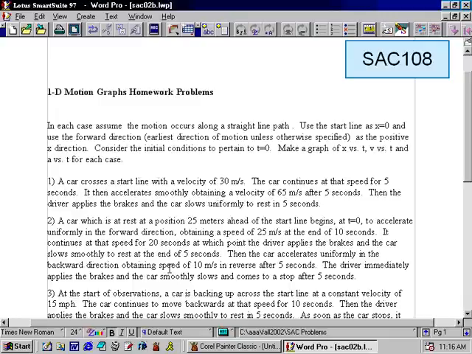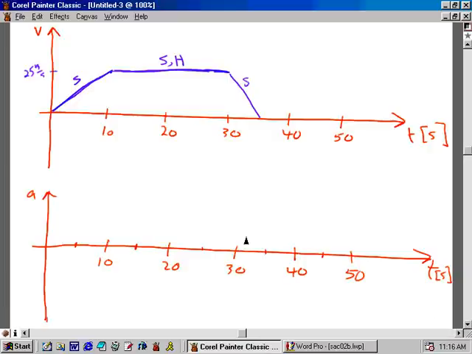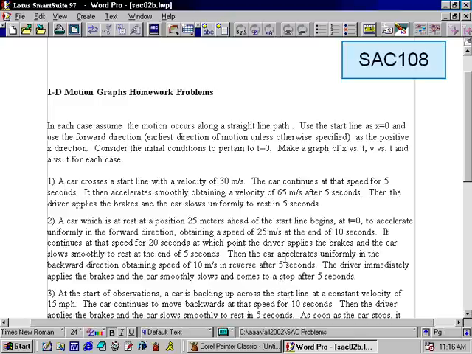Then the car accelerates uniformly in the backward direction until it gets a speed of 10 meters per second in reverse after 5 seconds. So we're going to go, that's 25, and about 10 would be about up that high, so we'll go to about here. Accelerates uniformly in the backward direction. So it's a straight line segment in here with a negative slope and winding up at a negative 10 meters per second velocity.